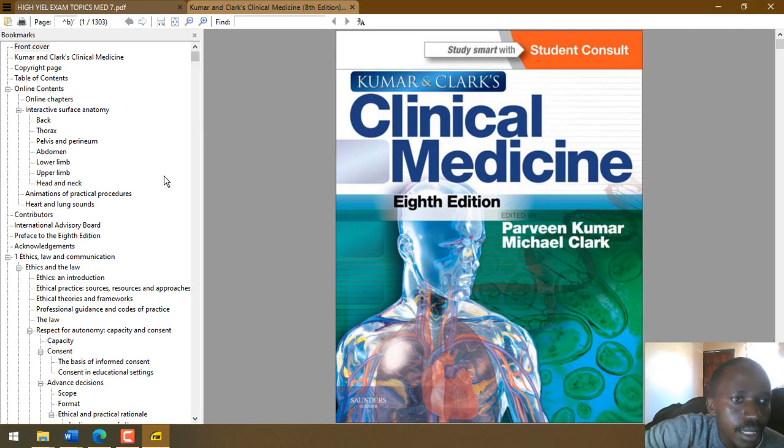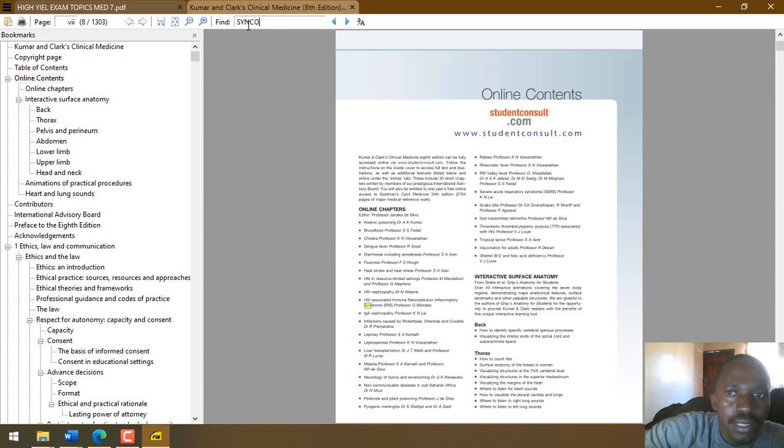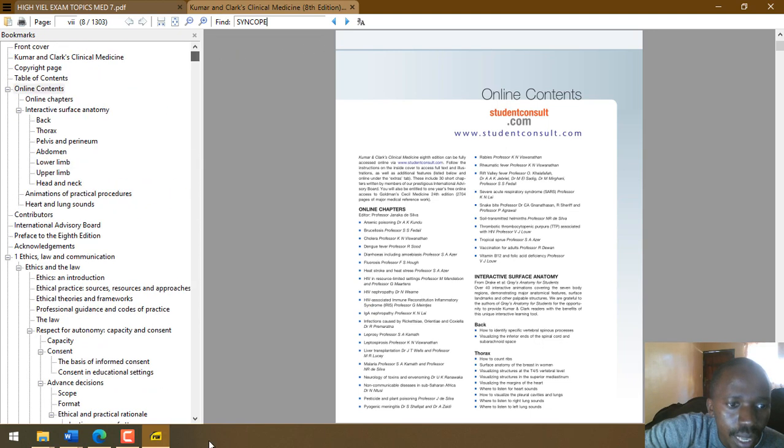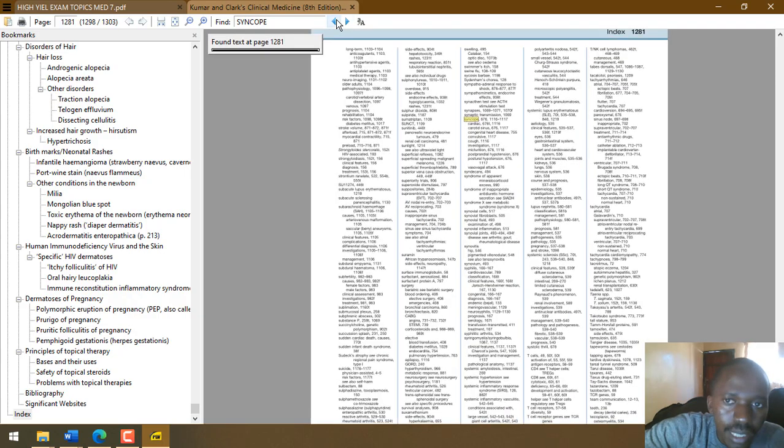If you're searching for a topic, you can use this search bar here. Just type syncope and it will take you to where syncope is. If this is taking a while, you can scroll down to the end, or just click End on your keyboard to go to the index, and then you can search from the index going backwards. You find the topic easier.